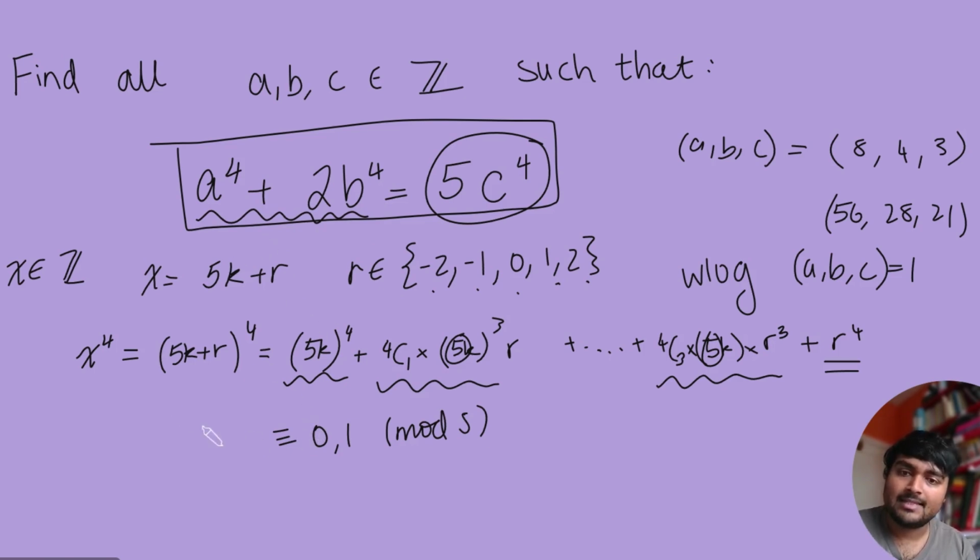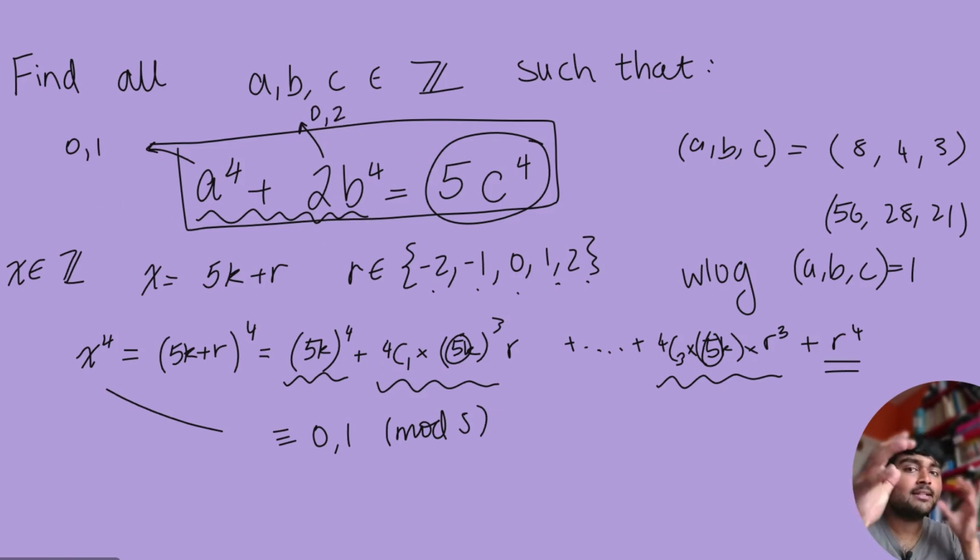Okay, well, a to the 4, if we use this result here, we know is either 0 or 1. And what about 2 times b to the 4? Well, b to the 4 is either 0 or 1 mod 5. And so if I double it, that's either 0 or 2. Okay, so I'm adding a number which is either 0 or 1, plus a number which is either 0 or 2, mod 5. And so there's a few possibilities here. I could either get 0, 1, 2, or 3. But this side here is always going to be 0 mod 5.